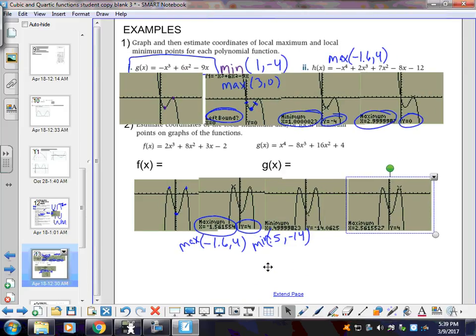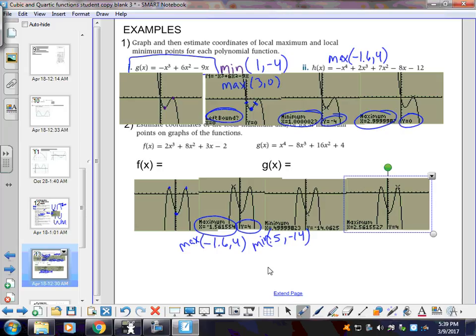Okay, so here's the maximum. So it's at 2.6 and 4. And this is the other max. Okay, so that's how you find the max and the min. Put it in your y equals, follow the instructions on the max and min.